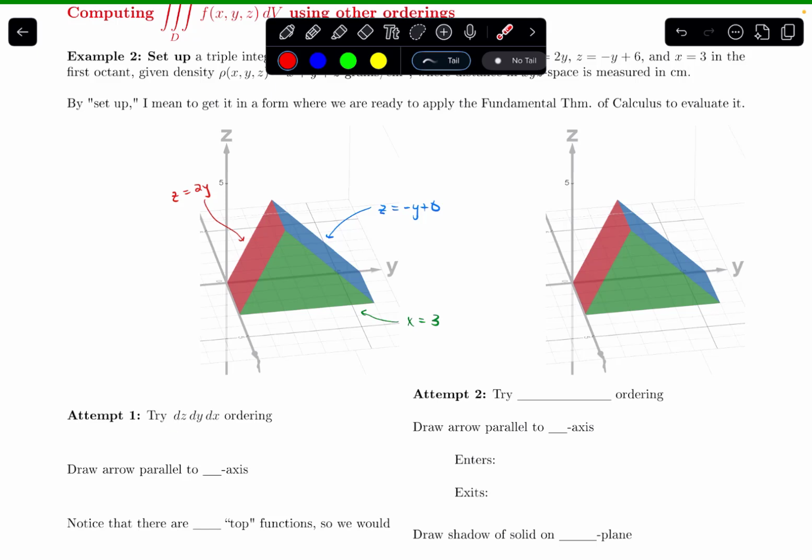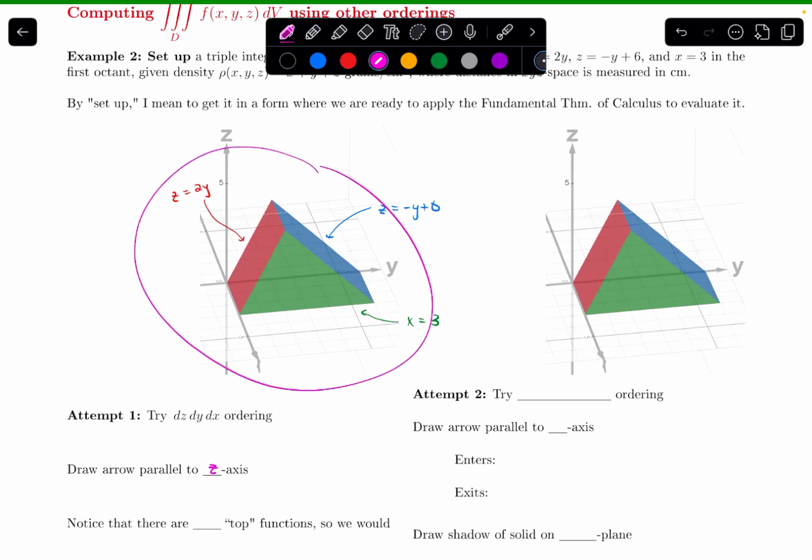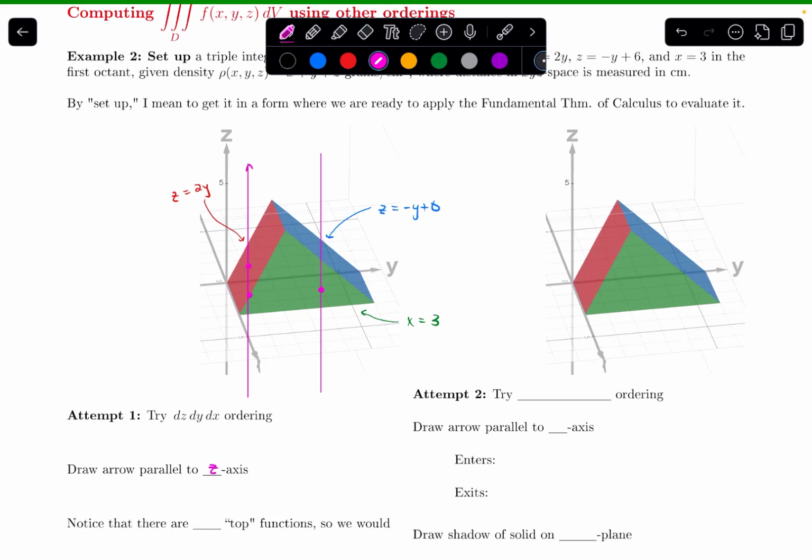So because dz is innermost, I'm going to draw an arrow that's parallel to the z-axis first. And think about, where is that arrow going to enter the region? Where is it going to exit it? So I'll draw a couple arrows. If I draw my arrow parallel to the z-axis, at some point it's going to hit the bottom of this region. The bottom is on the xy plane. And then it's going to keep going up, and it's going to pierce the surface being this red plane. But if I draw another arrow somewhere else, it's going to hit the bottom somewhere, which I can't really see. And then it'll come out of the top, with the top being this blue plane.